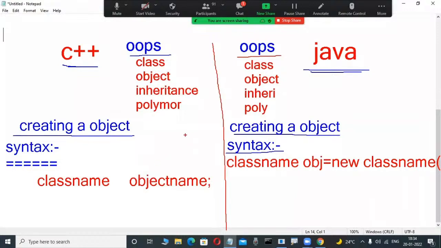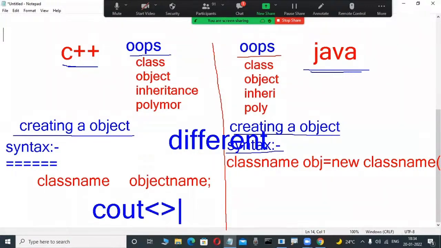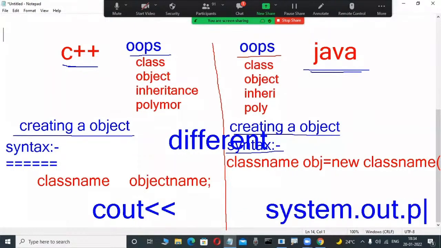Different. Syntactically different. Observe here: conceptually, OOPs concepts are the same, but syntactically different. And the functions are also totally different. Suppose in C++ I want to display output, cout is a function for streaming output. And in Java, what is the function? System.out.println, something is there or not? That's why they are syntactically different.